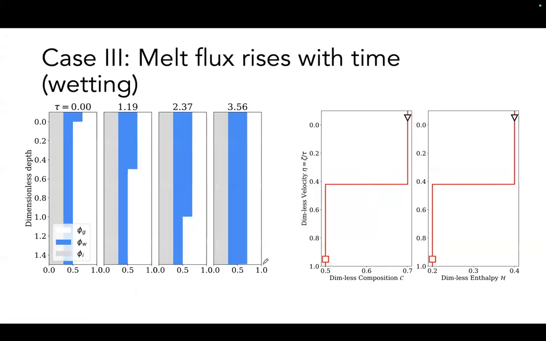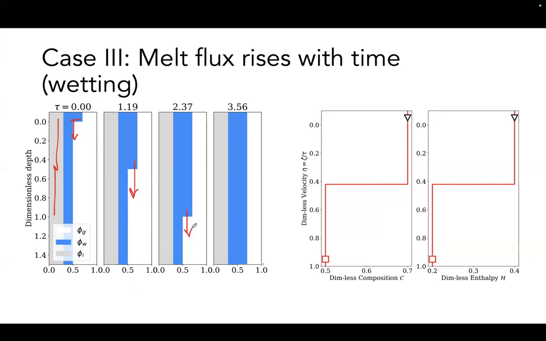Now, in the physical sense, it's again the 70% porous firn from top to bottom. In the top, you have a higher saturation. In the bottom, you have lower saturation. So melt flux has increased. And you see that over time, this wetting front moves down with a constant speed.